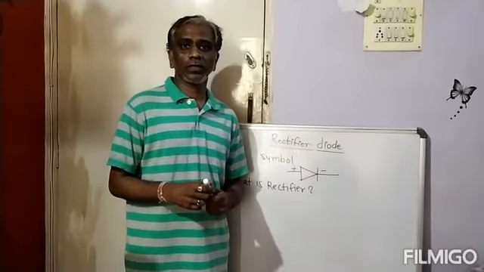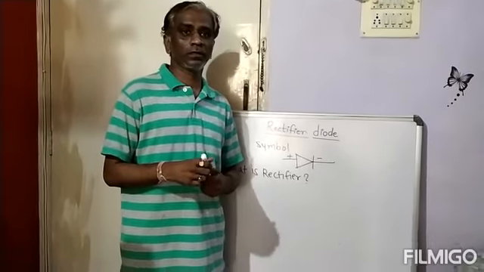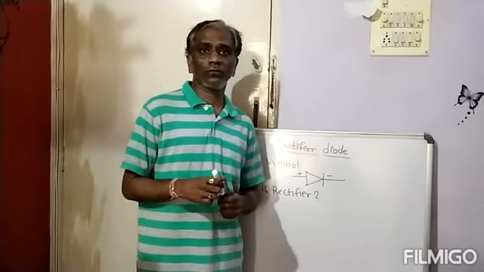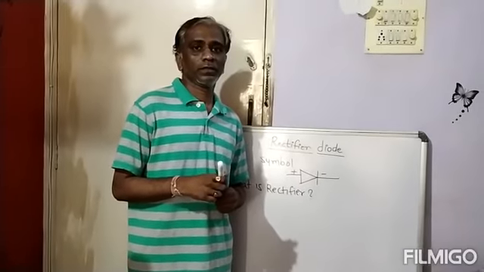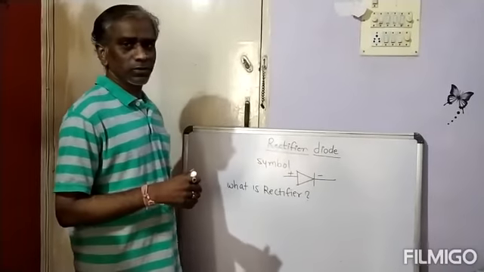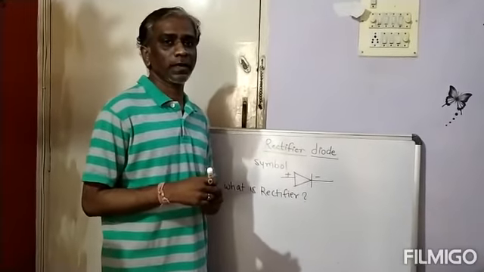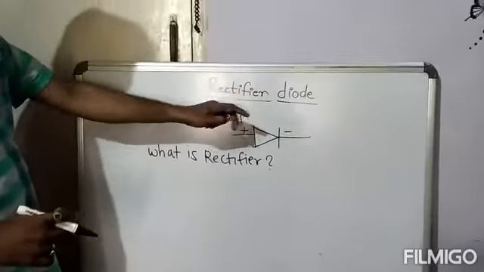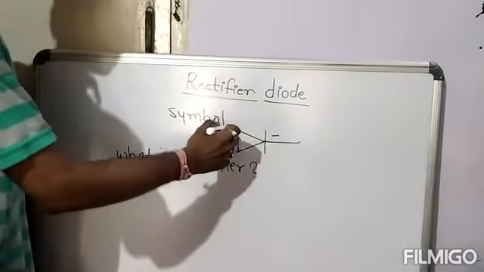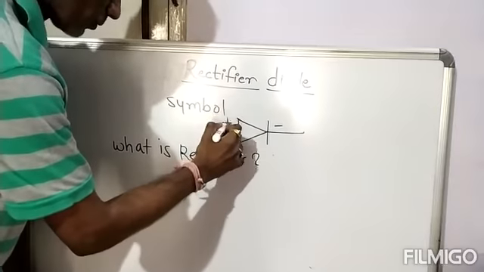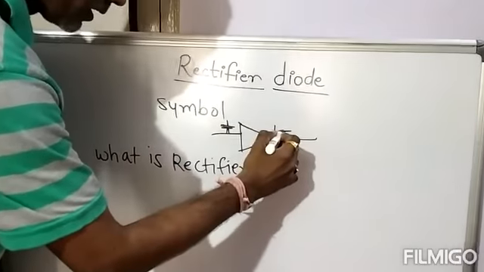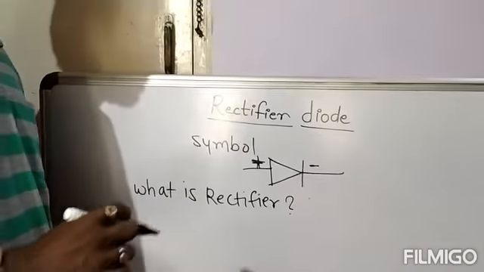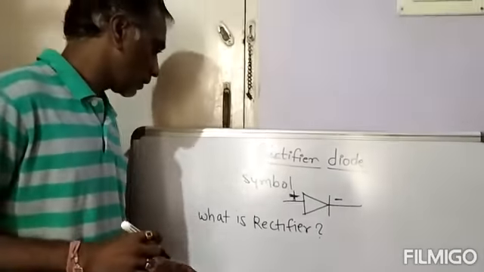So today we are going to learn regarding diode, what is rectifier, and what are the uses of the rectifier circuit. So first of all I will explain regarding diode. So what is diode? As you see in here, this is the symbol of the diode. This is the positive, this is the negative one. First of all I want to tell you something regarding diode.